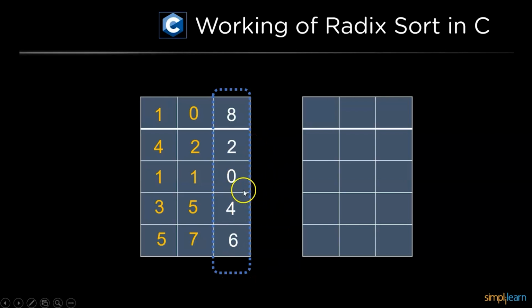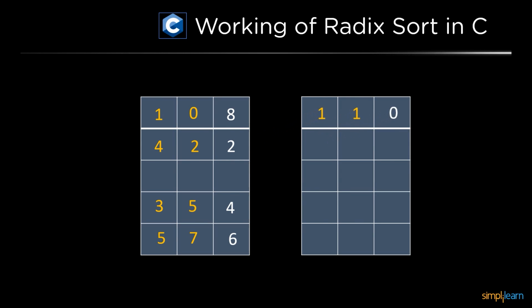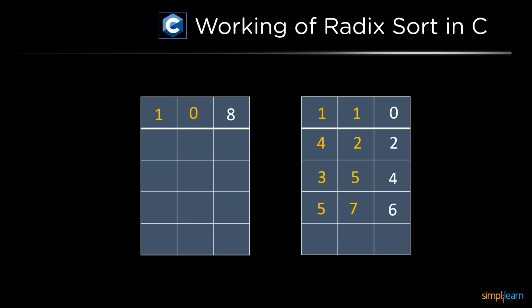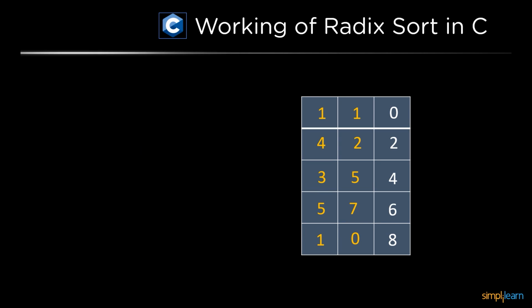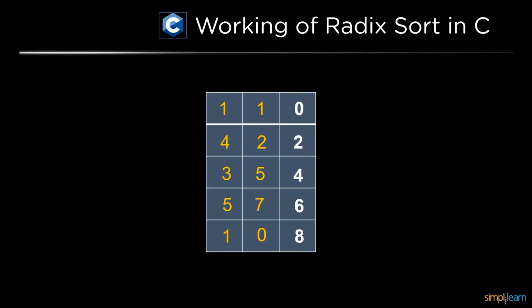So since we have 0 in the list, let's place this element first and then search for the next least element in LSB. And it is 2. And followed by 2, we have 4. And then 6. And the last element is 8. And finally, the digits are sorted. And the sorted elements are in the ascending order of 0, 2, 4, 6, and 8.